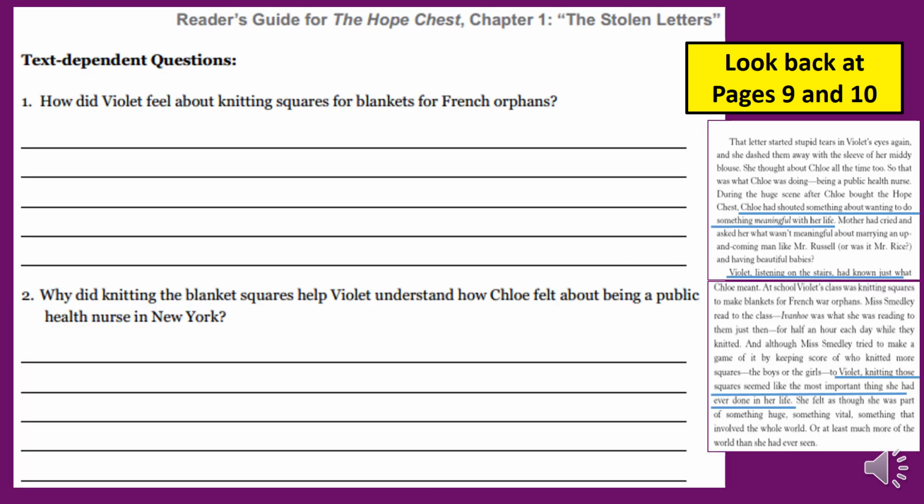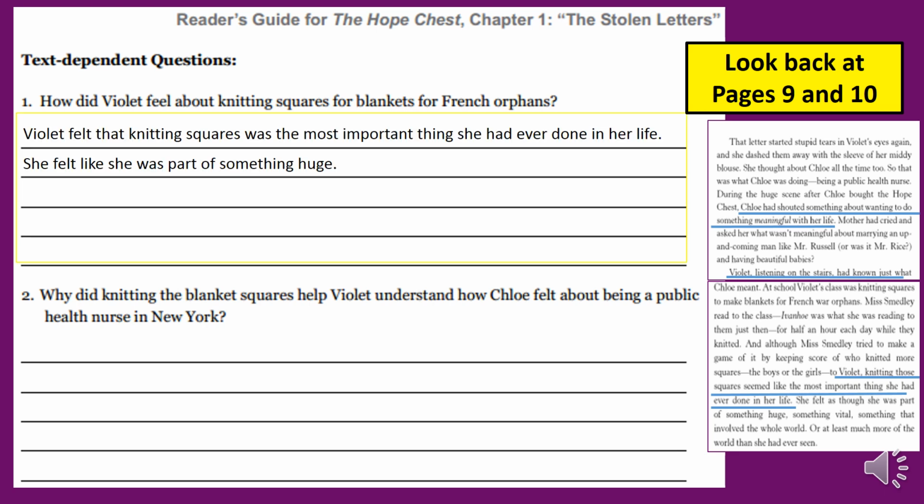Okay, after rereading and looking back at number 1, how did Violet feel about knitting squares for blankets for French orphans? We can start off our response by saying Violet felt blank. And if we go back to the text, it says, to Violet, knitting those squares seemed like the most important thing she had ever done in her life. She felt as though she was part of something. Make sure you fill out your paper exactly as I've done on the screen here.